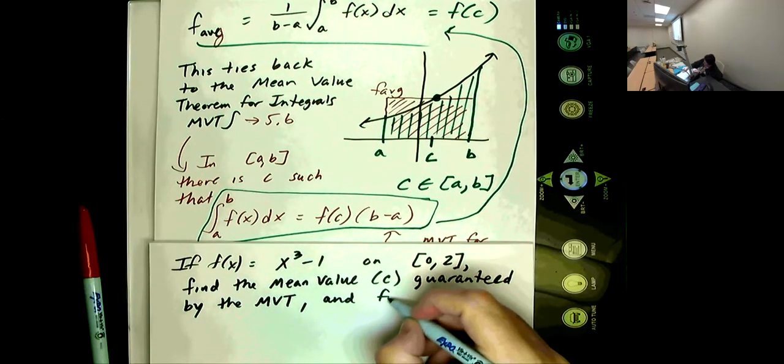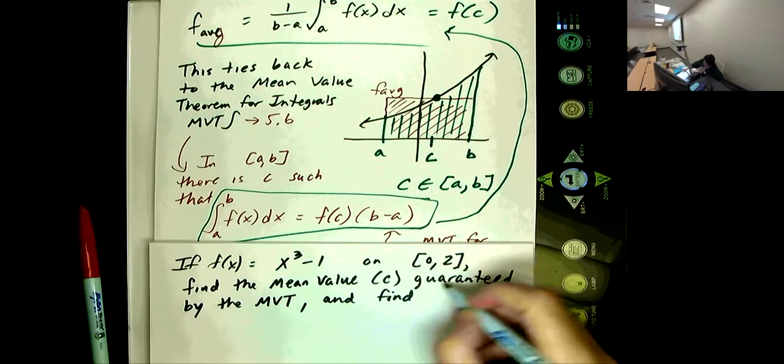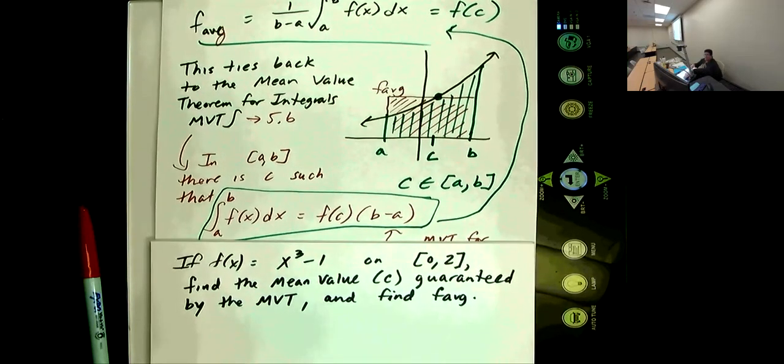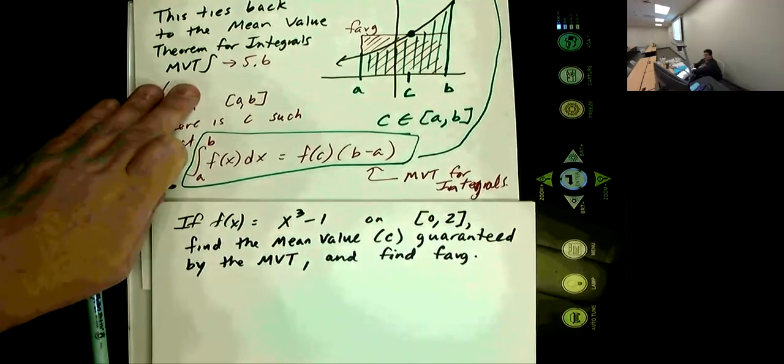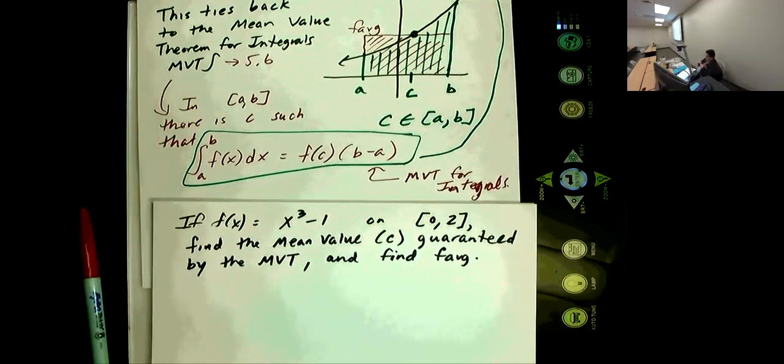And find f average. You can do it in any order you want. It's probably easier to find f average first, to be honest. I don't know, they're the same amount of work.